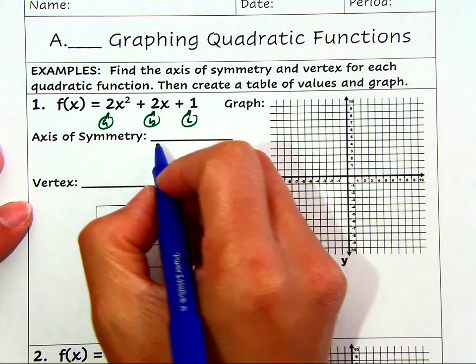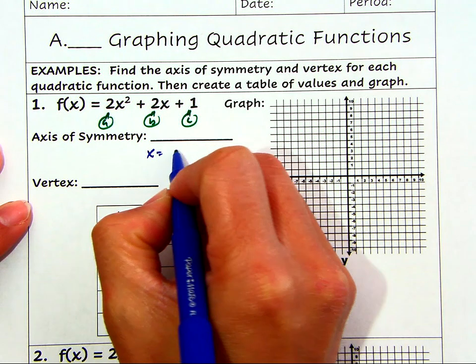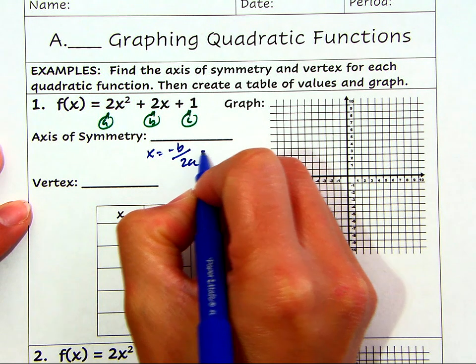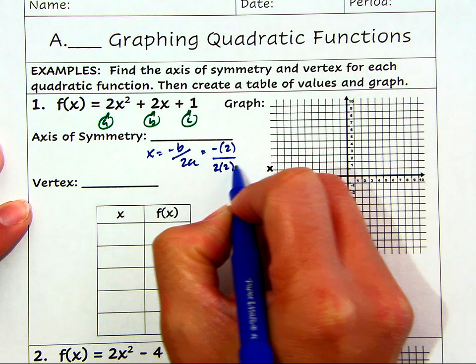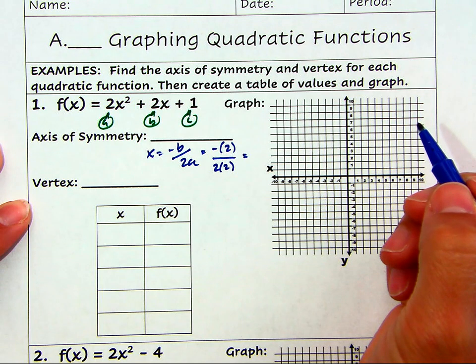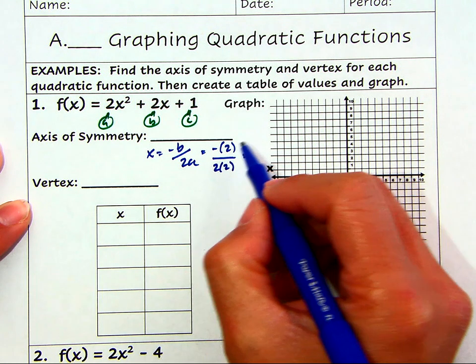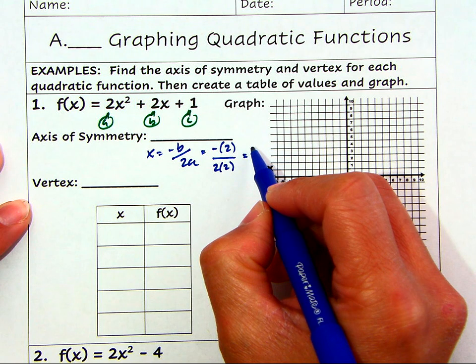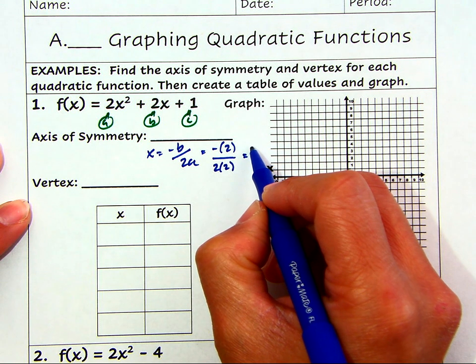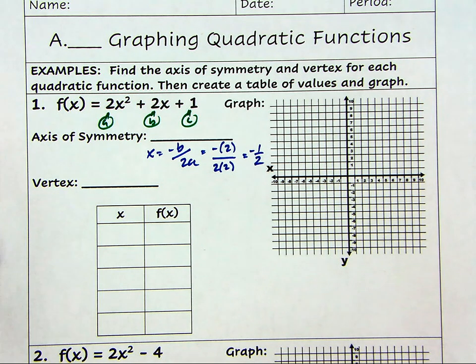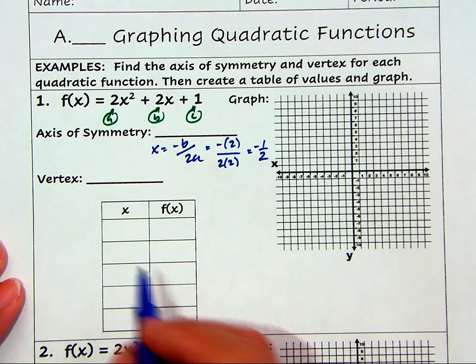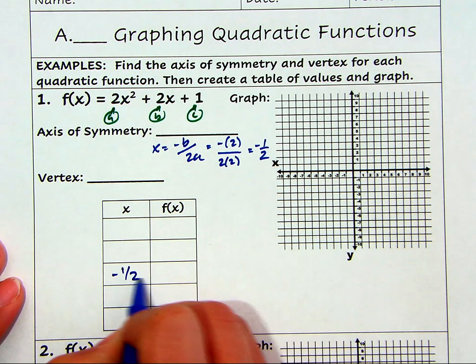Evaluate the axis of symmetry. X equals negative b over 2a. So that's going to be the negative of 2 over 2 times 2. So that is negative 2 over 4, so negative 1/2. Interesting. So it's not an integer. All right, so let's put negative 1/2 in the center there.